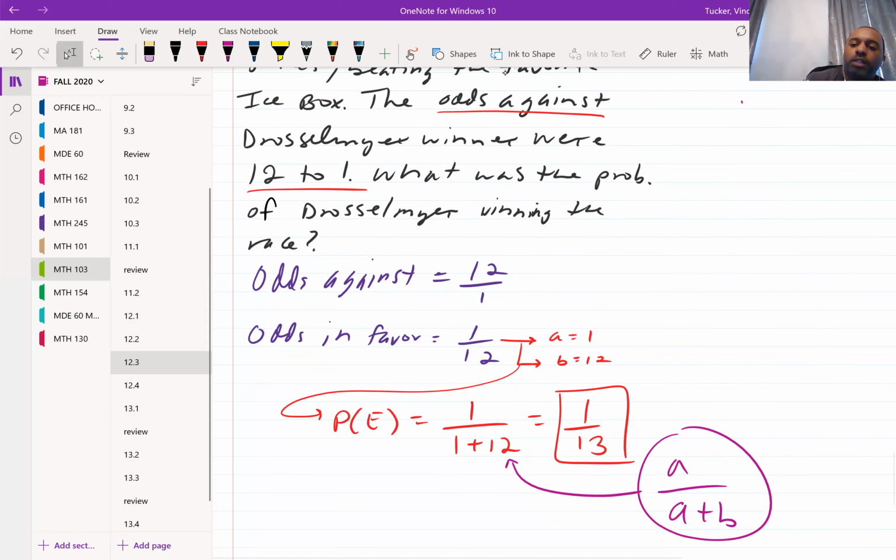And so if we want to convert that odds in favor to probability, we would do A over A plus B. And that's what I did right here. And that's 1 over 13.